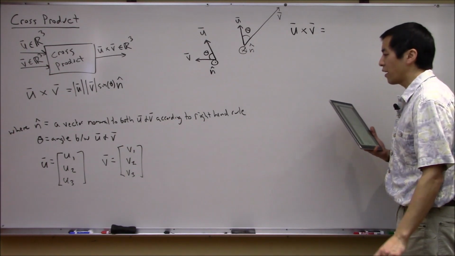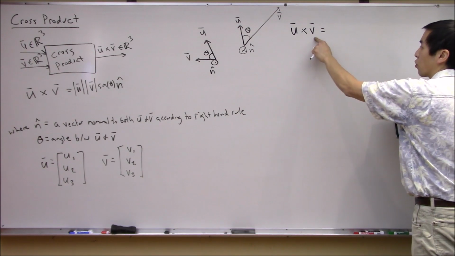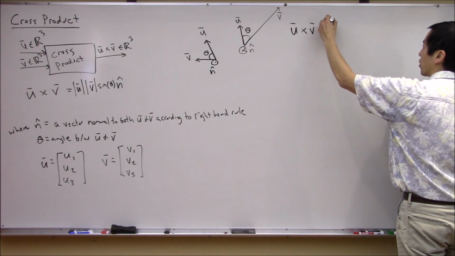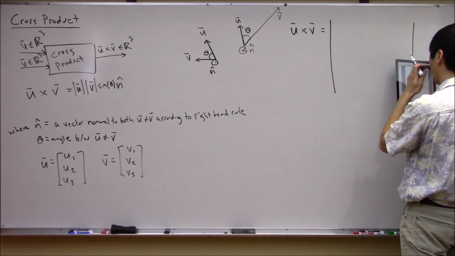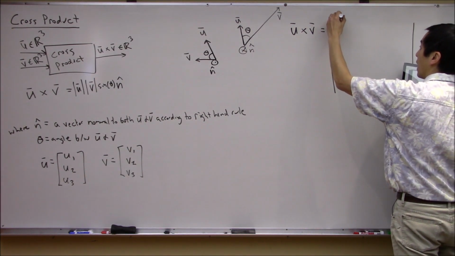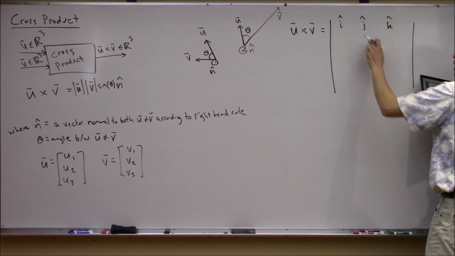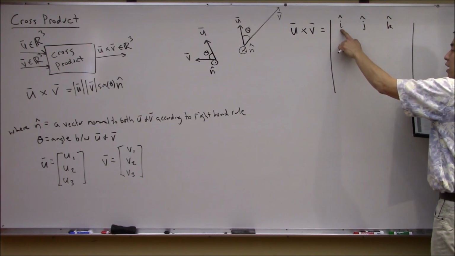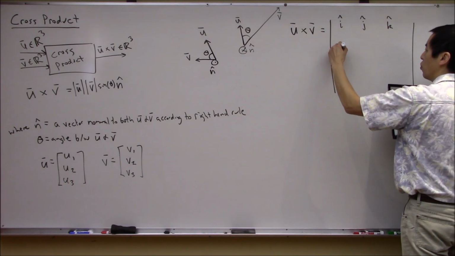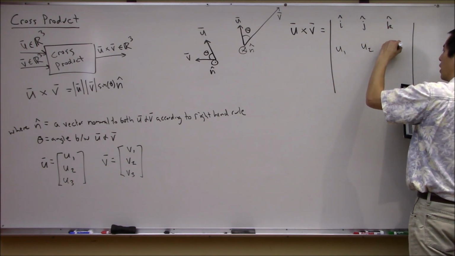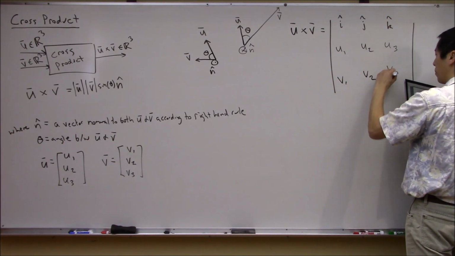So the way that I've seen this done is, to compute the cross product of u crossed with v, you basically draw this sort of 3 by 3. It's not really a matrix. It's not really a determinant. You take I hat, j hat, k hat, which are sort of like the unit vectors in the x, y, and z directions, right? Then in the second row, I'm going to put u1, u2, u3. Then in the third row, I'm going to put v1, v2, v3, okay?